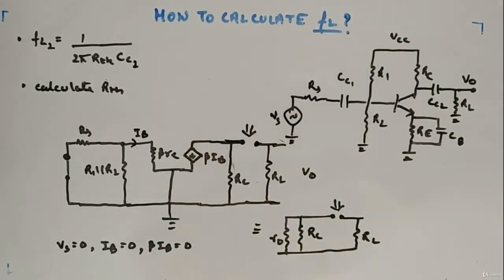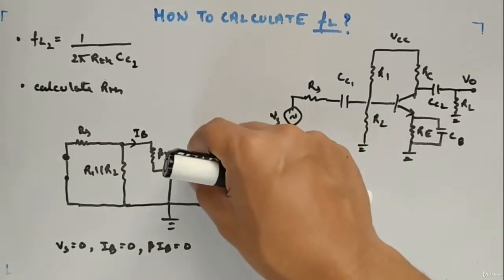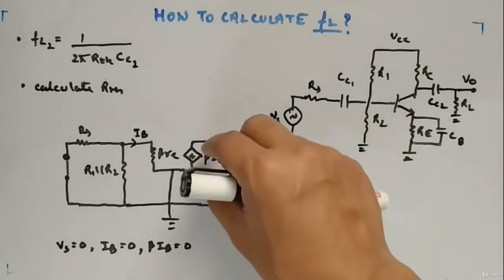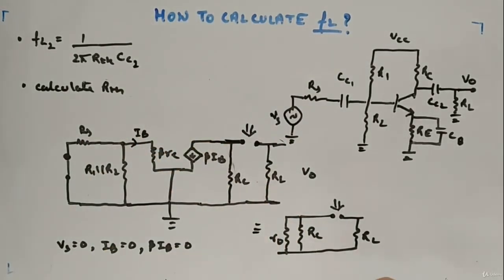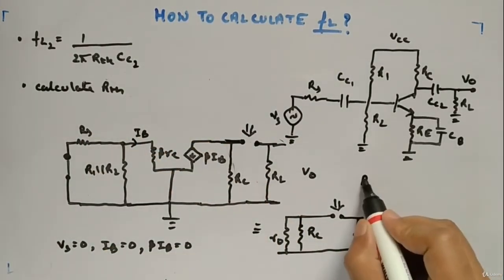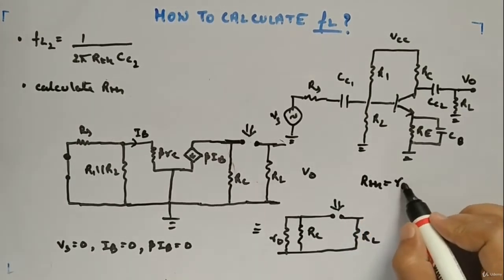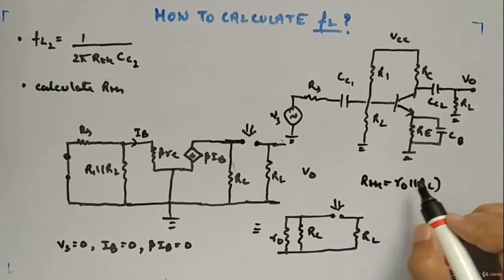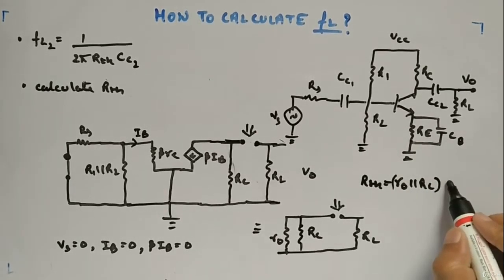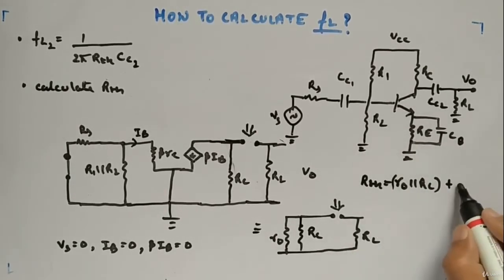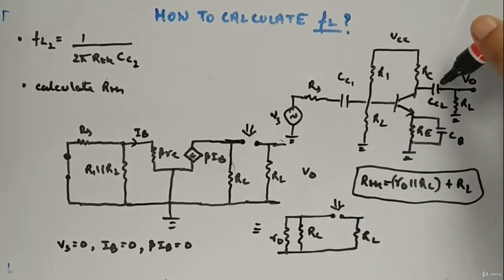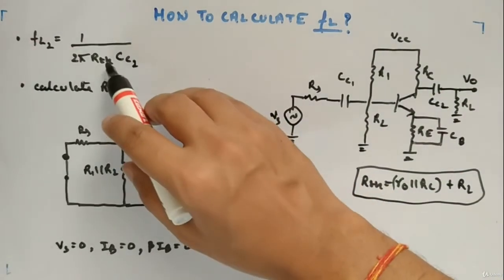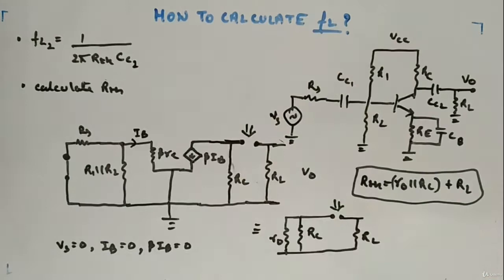Now this guy will again be 0, because Vs is 0, so IB will be 0, hence beta IB will be 0, which means it will act as an open. So there won't be a path connected to this side. So from here, if you calculate RTH, RTH will be RO parallel RC plus these two in parallel, then in series RL. So this will be the Thevenin resistance looking with respect to CC2. If you plug in the value of CC2, you will get FL2.